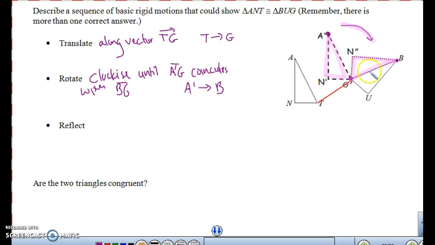Now, the last thing we want to do is get these to coincide. We already have A corresponding to something, we have T corresponding to something, so we need N too. So N becomes N prime, then N double prime, and then you do a reflection over BG, and that gives me N becomes U. So are these two triangles congruent? Yes. As long as A becomes B, N becomes U, and T becomes G, these triangles will be congruent. If any points don't line up, the triangles will not be congruent.